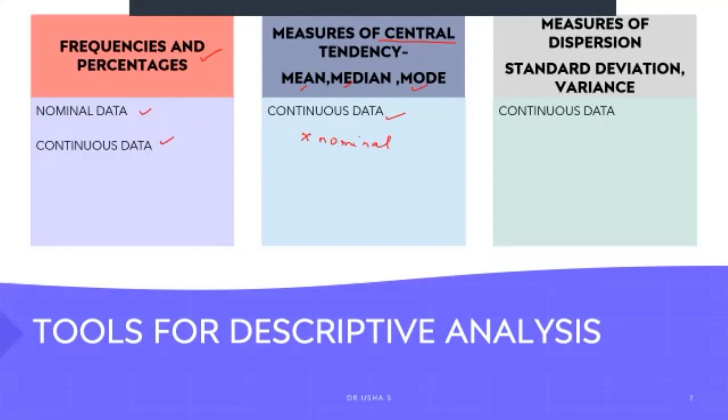Next one, you have the measures of dispersion. Dispersion, as we say, is variation, how it is spreading away. So you have two major measures of dispersion. You have standard deviation and variance. Again, it is only continuous data where you can apply this standard deviation. Generally, it is represented by the symbol sigma.